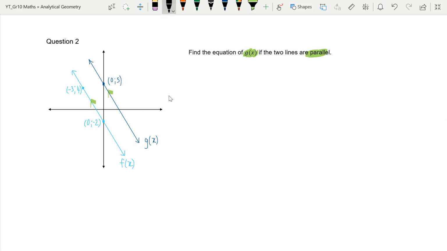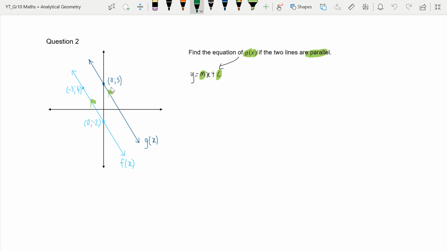All right, so if we need to find the equation of g of x, we know that it will be in the form y is equal to mx plus c, our standard form of our straight line graph. We've got two missing pieces of information. We need to find the gradient and we need to find our c value, our y-intercept. Well, there's not just one way that we can do this. So however you understand this and where your mind goes, that's perfectly fine.